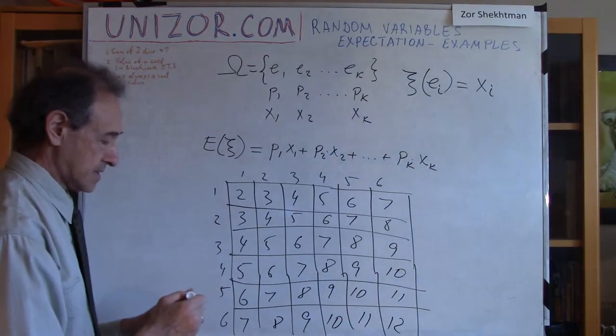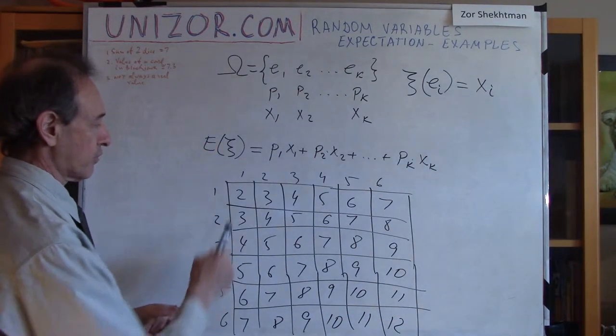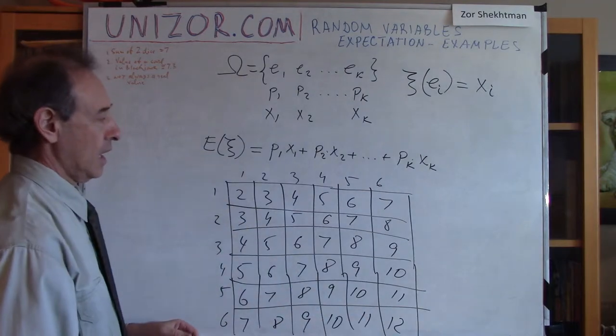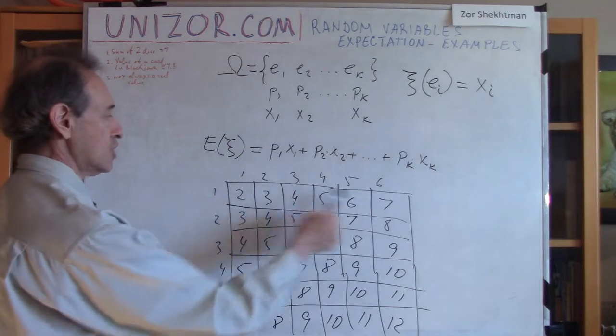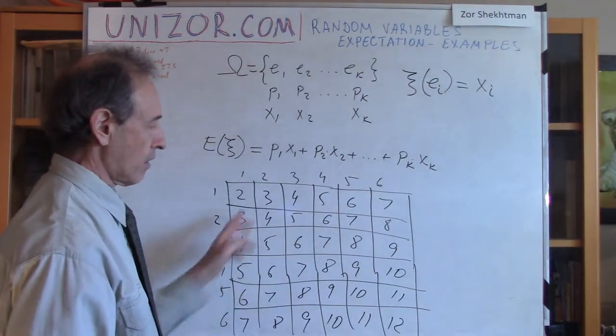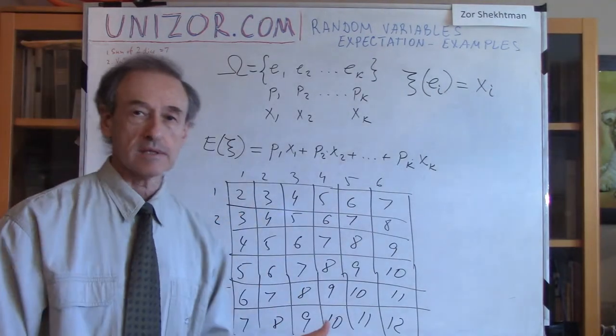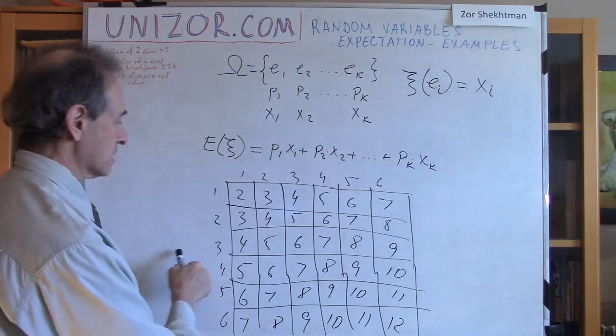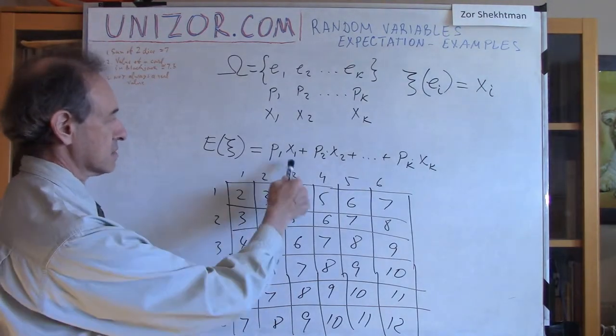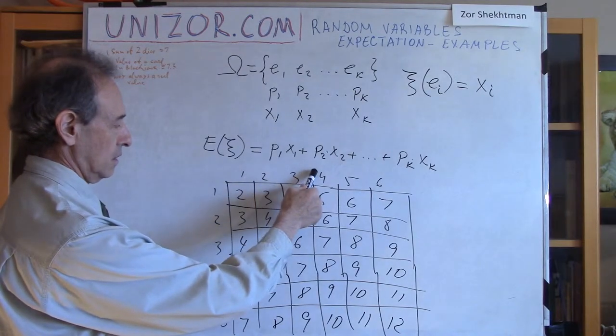7, 8, 9, 10, 11, 12. So the sum of two numbers can be from 2 to 12, and what we actually have to do is, each square in this table represents a particular random experiment, and this is the result of the first, and this is the result of the second dice.